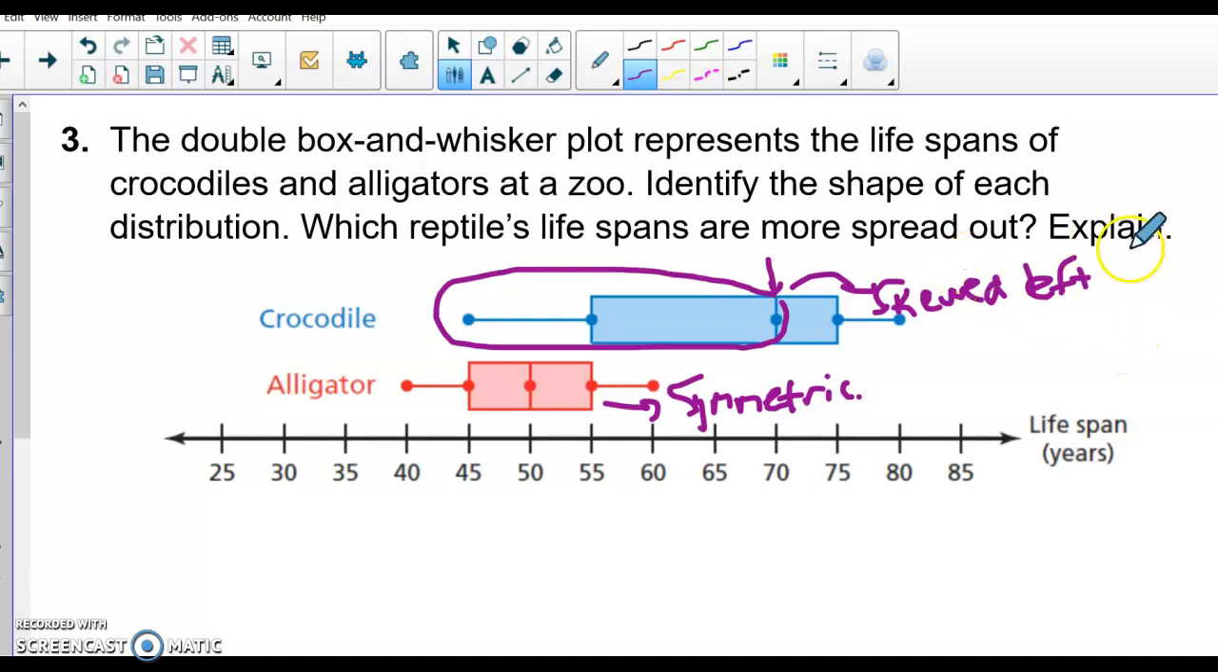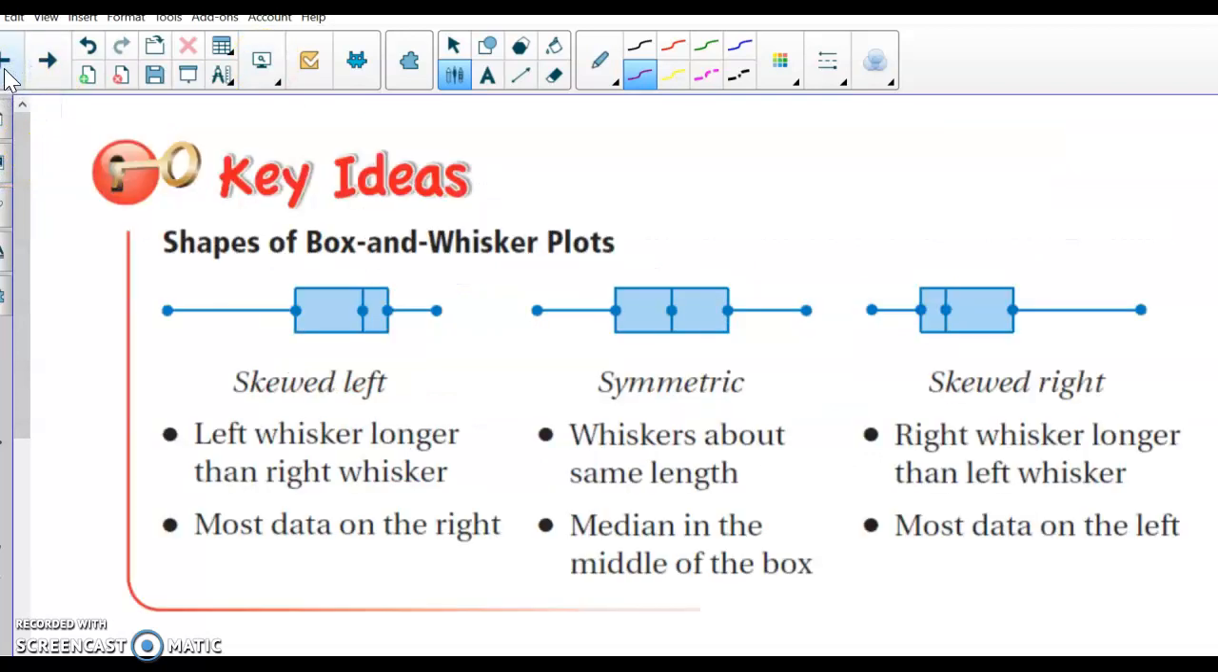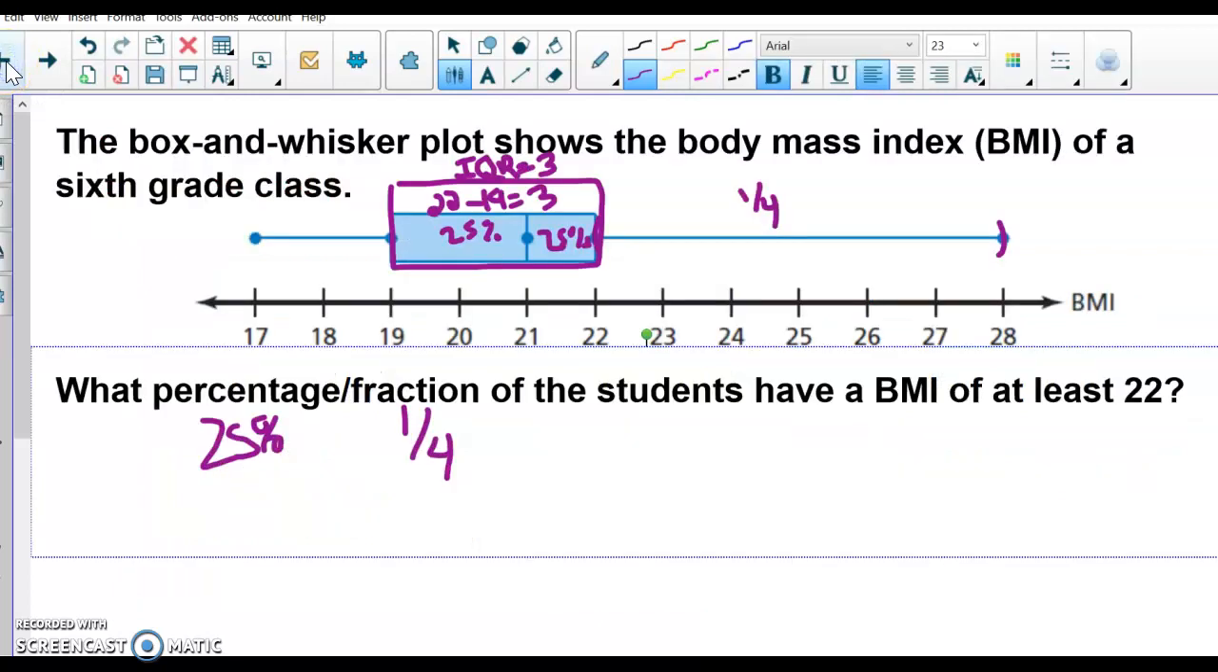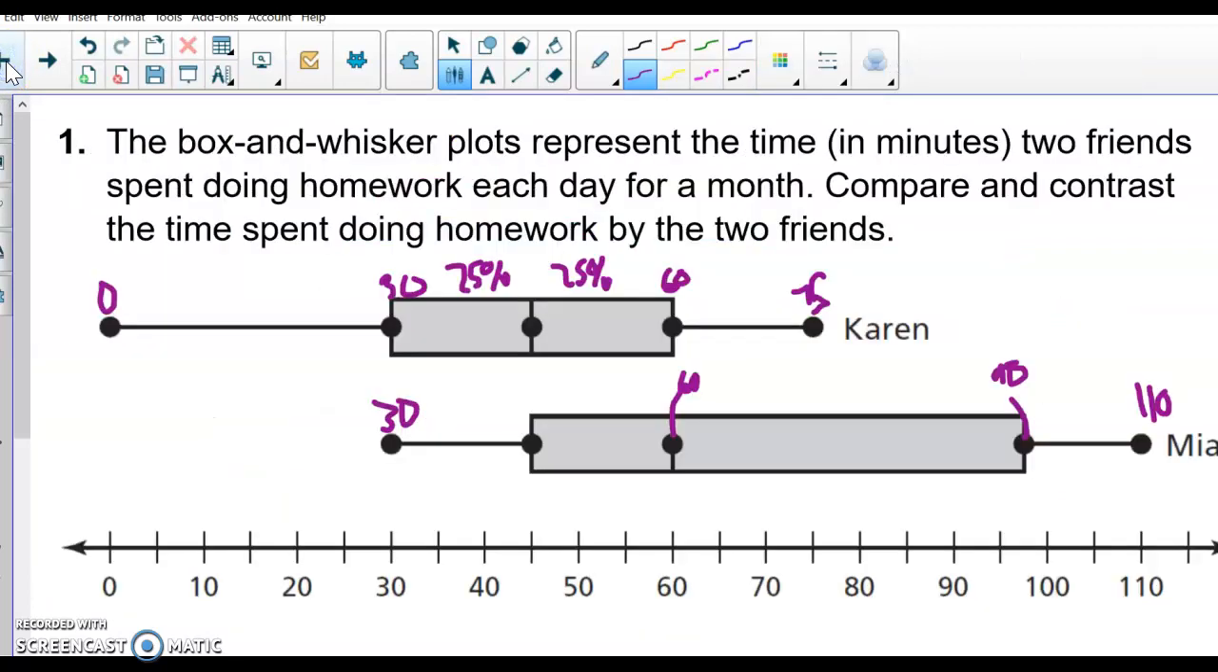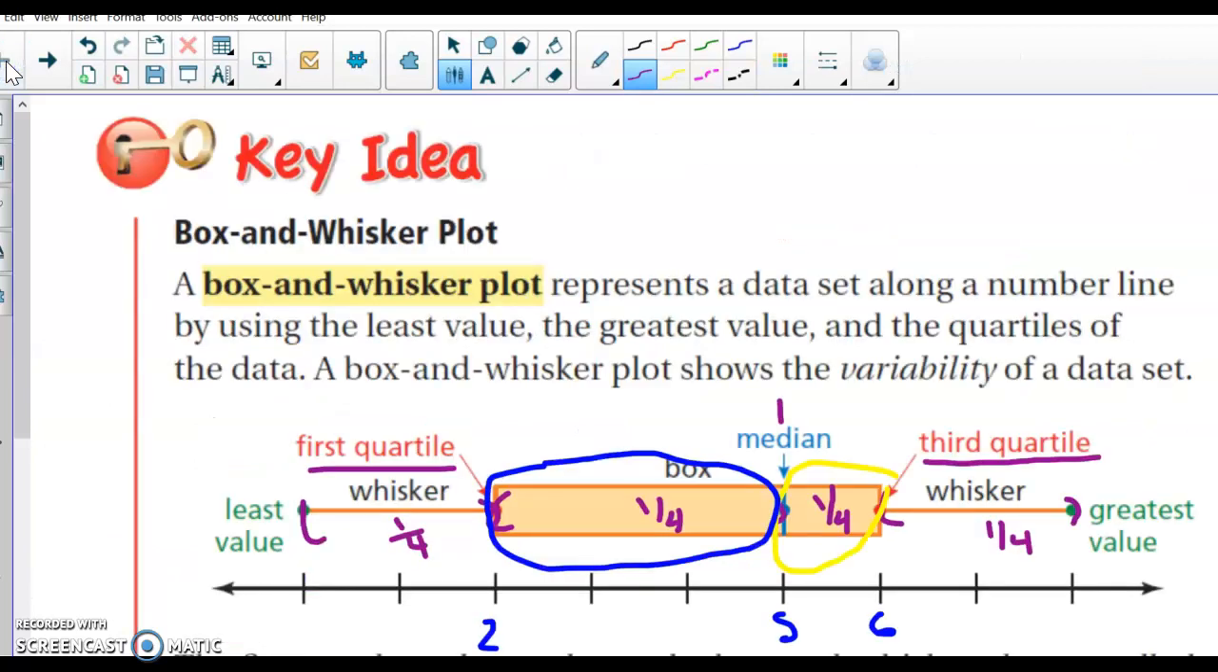So yeah, that's a box and whisker plot. I would suggest going back and going through all of these: symmetric, skewed left, and skewed right. Pausing and reading, and maybe trying to redo it and see what you come up with.